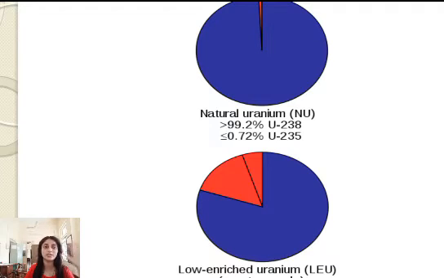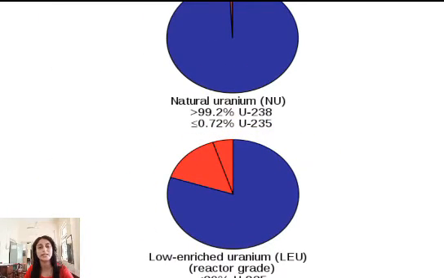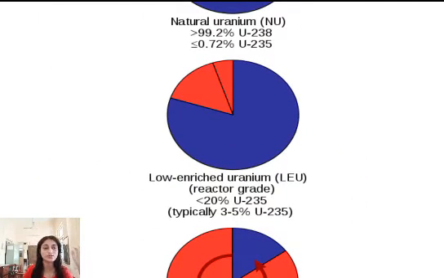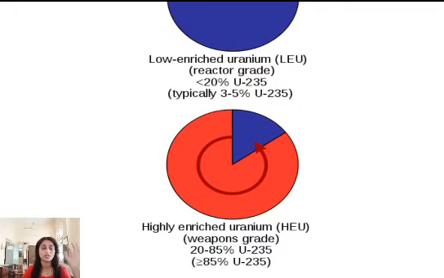and less than 0.7% uranium-235. Generally, we go for uranium-235 nuclear fission, right? So here the percentage of uranium-235 is very low. Low enriched uranium has typically less than 20% uranium-235, or typically 3 to 5%, and highly enriched uranium has 20 to 85% uranium-235.